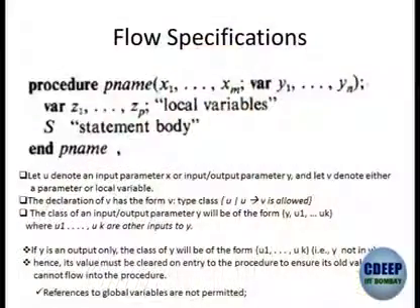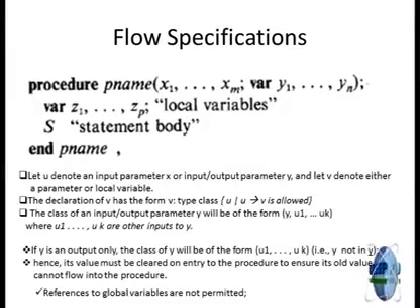To enforce security within processes that handle different classes of information, the information flow that is internal to a process must necessarily be examined. So now let us consider a procedure and see how we specify the flow specification. Consider a procedure named P name, with input values x1 to xm, and output values prefixed with var, which means they can be written, y1 to yn. The intermediate or local variables are named z1 to zp, and naturally there is a statement body. This is the general structure of a procedure.